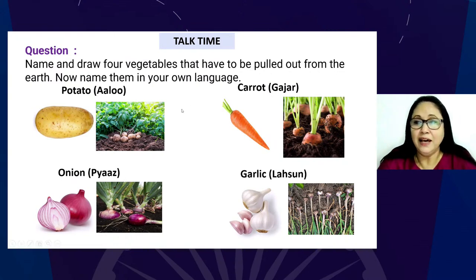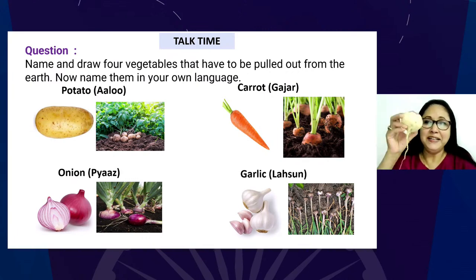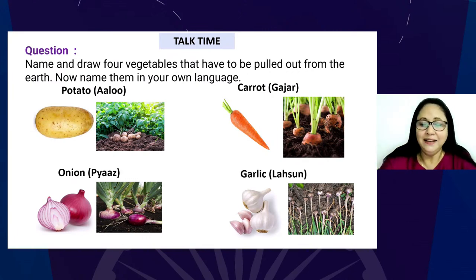Sir, yes. Do you like potatoes? Yes. So everyone likes potatoes. Sir likes carrots very much, he just told us. And then onion, that is pyaz. Then garlic, that is lehsun. So these are all root vegetables. Other than that, we have beetroot, radish, and also a turnip, which grows under the soil.